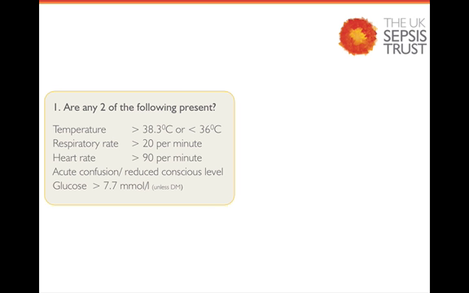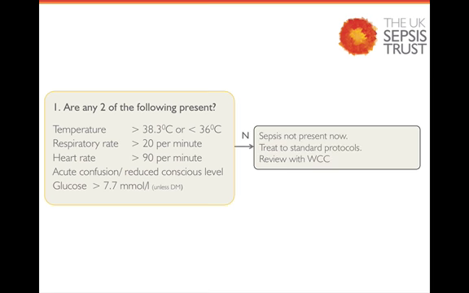So the important things are temperature, respiratory rate, heart rate, acute confusion or reduced conscious level, and hyperglycemia. And remember that you need 2 of these SIRS criteria to progress further down the chart. So if you don't have 2 of those criteria, then you can be quite confident moving over to the right-hand side of the chart that sepsis is not currently present.